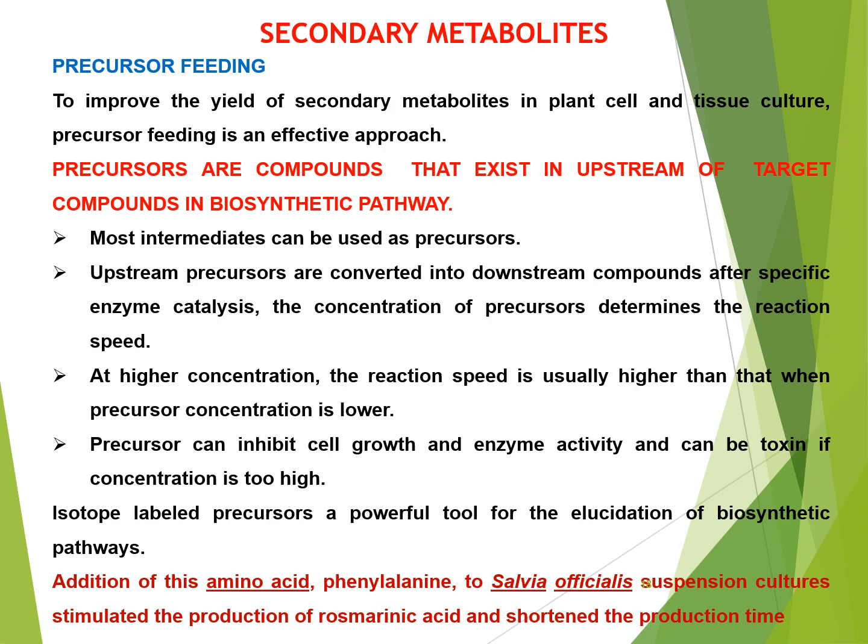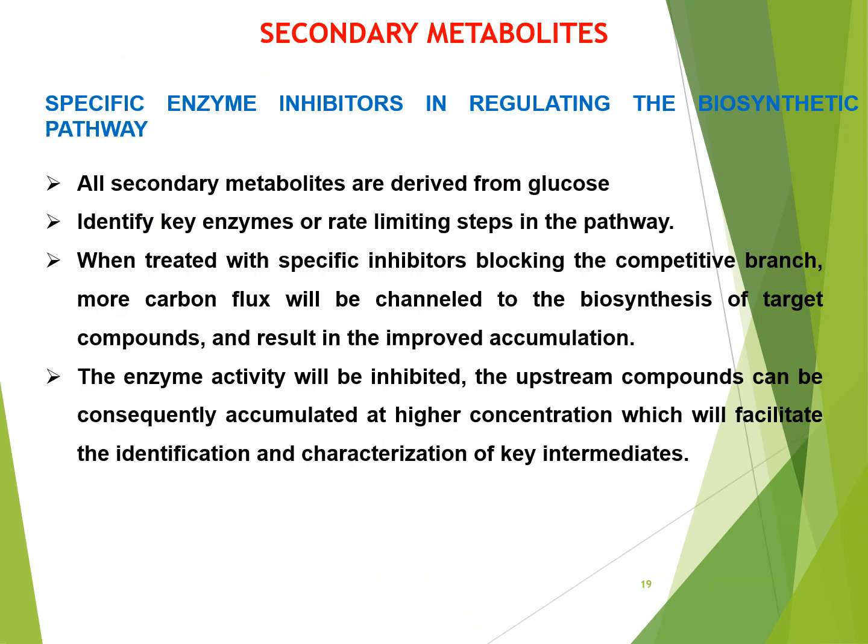Isotope labeled precursors are powerful tools for elucidation of biosynthetic pathways. All secondary metabolites are derived from glucose. By identifying key enzymes and rate limiting steps, the biosynthetic pathway can be manipulated for enhanced production of secondary metabolites. When treated with specific inhibitors blocking the competitive branch, more carbon flux will be channeled to the biosynthesis of target compounds and result in improved accumulation of the target compound.